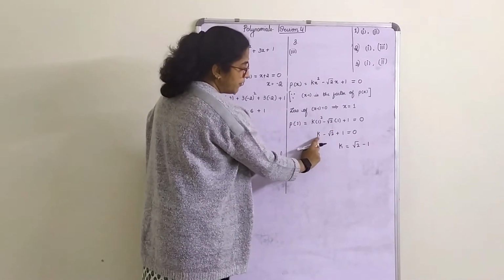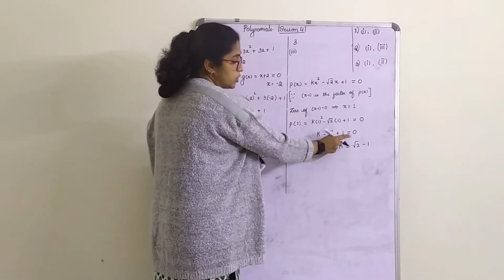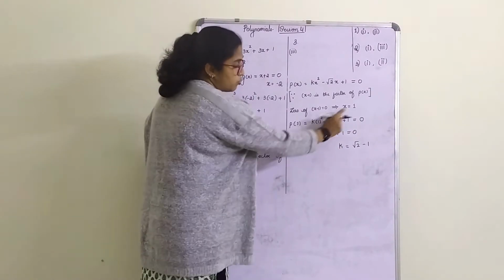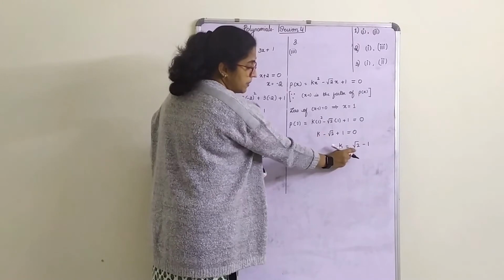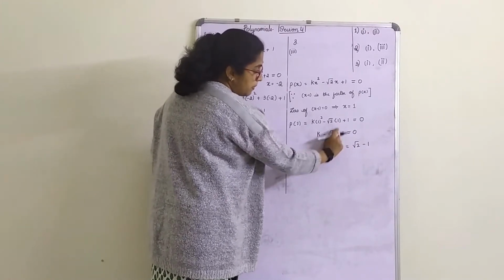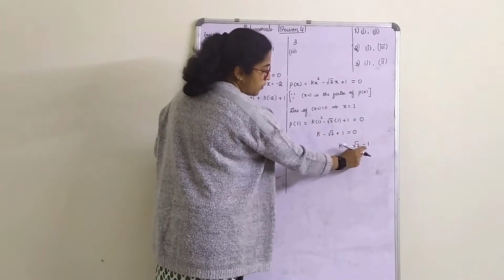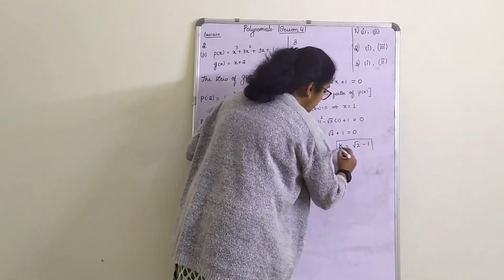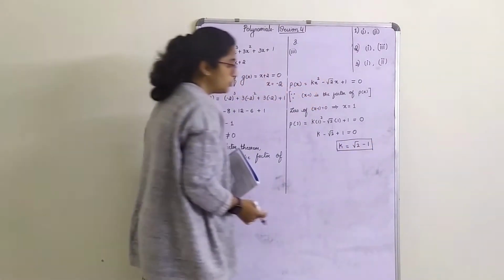We substituted, we got k minus root 2 plus 1 is equal to 0. So k is equal to, I transposed root 2 to this side where minus became plus. I transpose plus 1 again to this side, where plus 1 became minus 1. That is the value of k. That is what they have asked you.